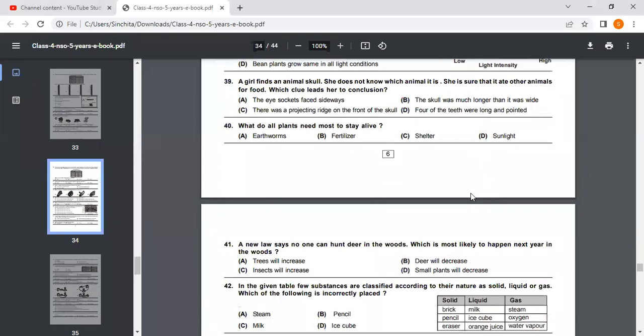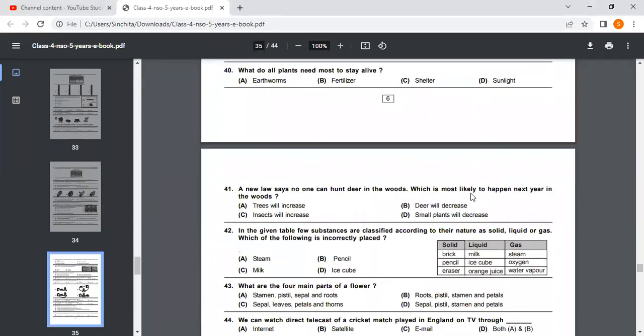Okay, now Shruti will tell me number 40. Debangshu, you can send me the answer in chat. Shruti, tell me number 40. What do all plants need most to stay alive? Earthworms, sunlight. Okay, Shruti, let Debangshu answer the question, then I will tell you whether you are correct or wrong. Debangshu, send me the answer. Number C. It's not C, Debangshu.